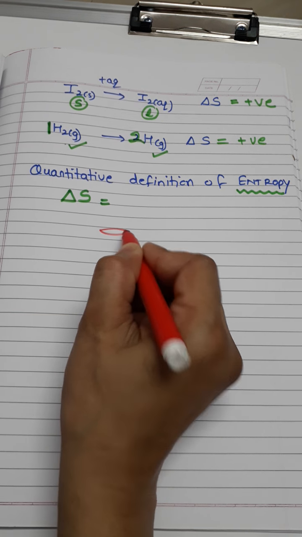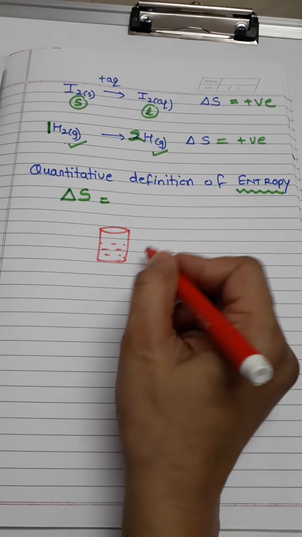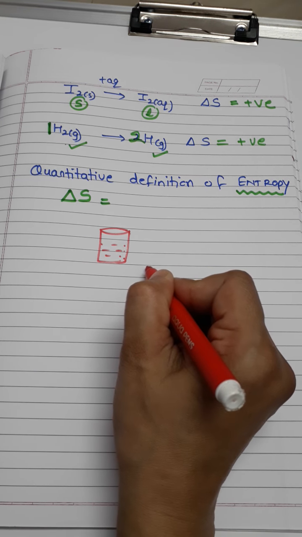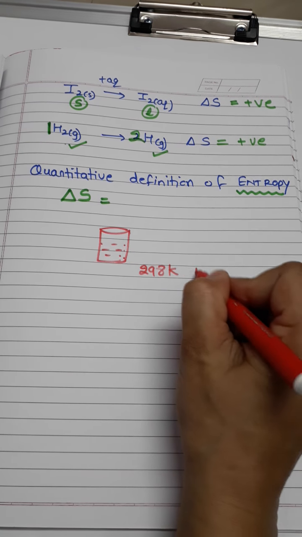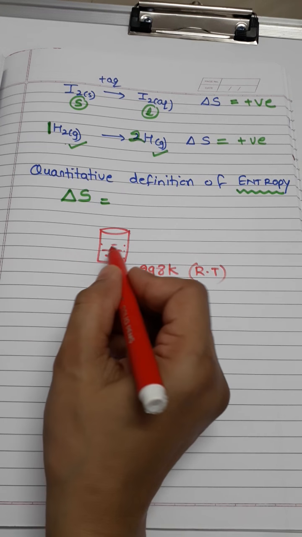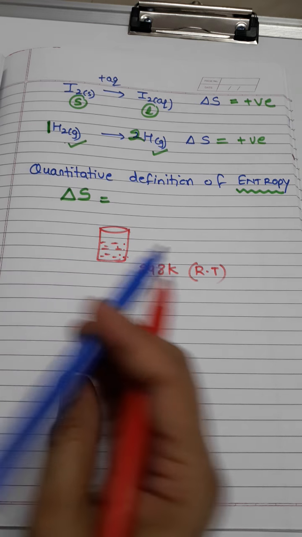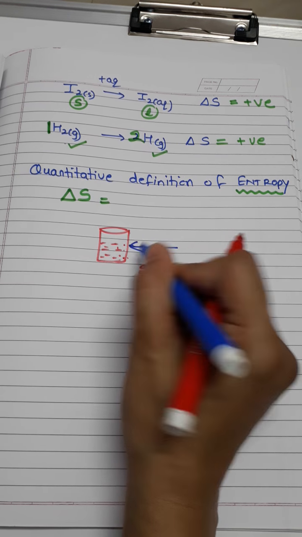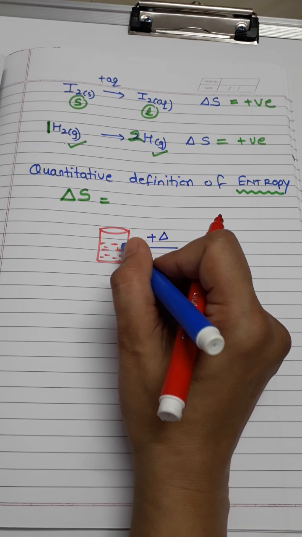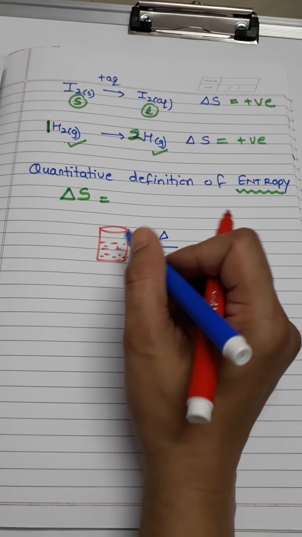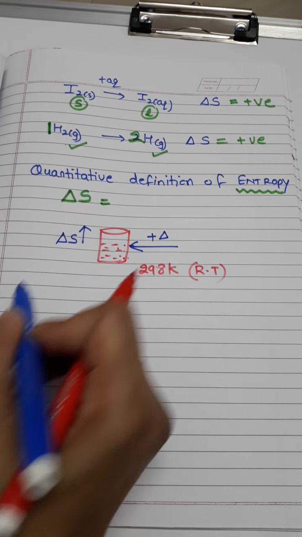Suppose we have a beaker with some liquid in it, and the initial temperature is, let us say, 298, the room temperature. Now we are providing some amount of heat to it. When you provide heat to this beaker containing liquid, what will happen? Its entropy is going to increase.